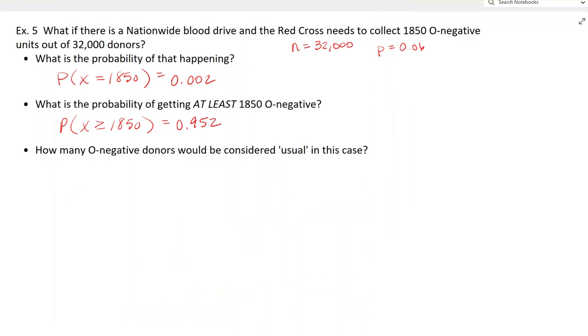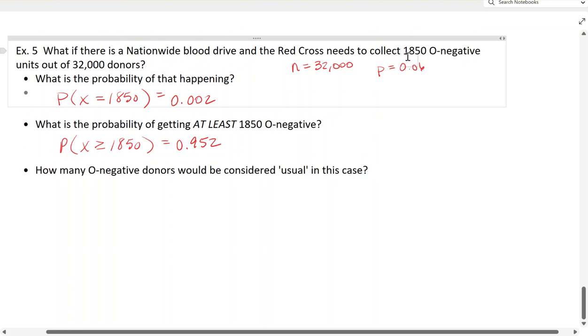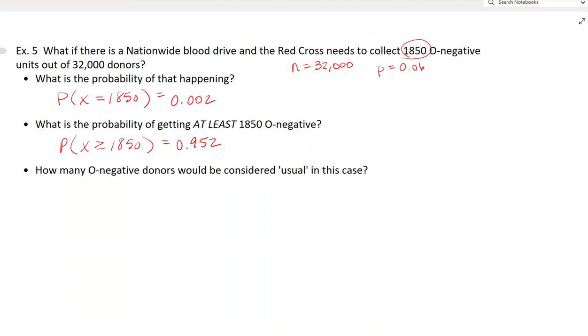So the likelihood or the probability of collecting 1,850 or more O negative donors from a sample size of 32,000 happens about 95% of the time, which is good odds if you are working for the Red Cross and you're trying to set how many O negatives you need to have, right? That might be something of interest to you.